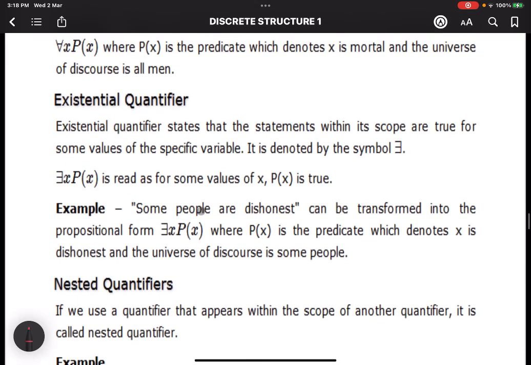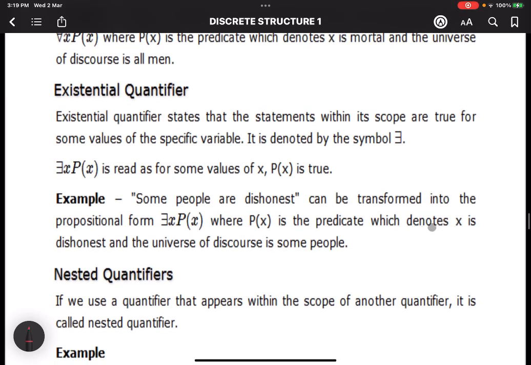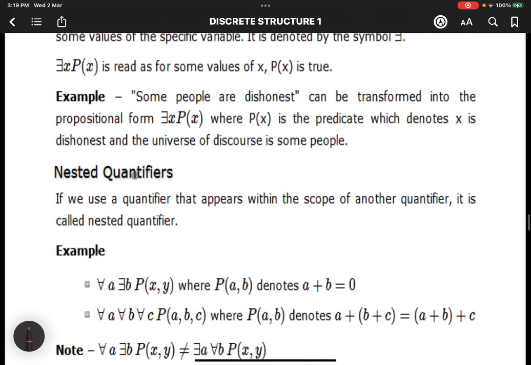For example, some people are dishonest can be transformed into the propositional form: for some value of x, P(x) is true, where P(x) is the predicate. What is our predicate? Some people are dishonest, which denotes x is dishonest and the universe of discourse is some people. Okay? Nested quantifiers: if you use a quantifier that appears within the scope of another quantifier, it is called a nested quantifier.